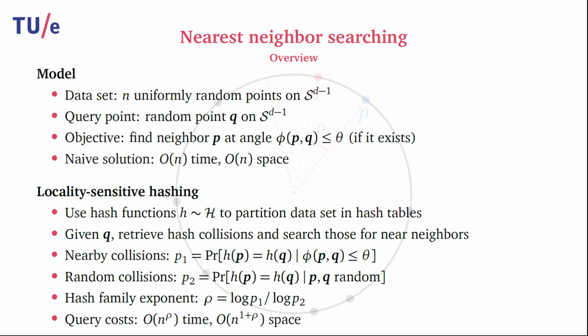And so if we would be able to compute these quantities P1 and P2 for a given target angle theta, then we can compute the hash family exponent rho as the ratio of these logarithms. And from that we can compute the query cost of locality-sensitive hashing as big O of n to the rho query time, and n to the 1 plus rho space. And so this is kind of folklore. This locality-sensitive hashing framework has been used many times. I will not go into the details of how you get these complexities, but we are interested in these quantities P1, P2, and then the exponent rho.